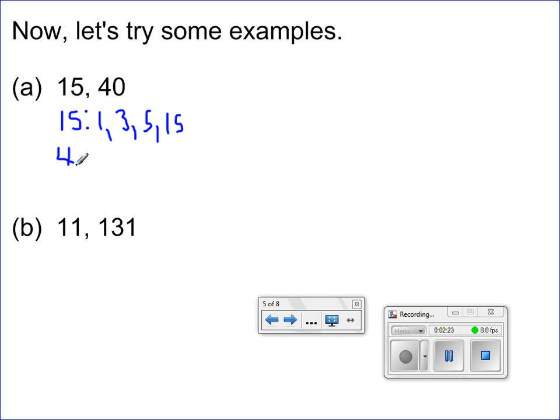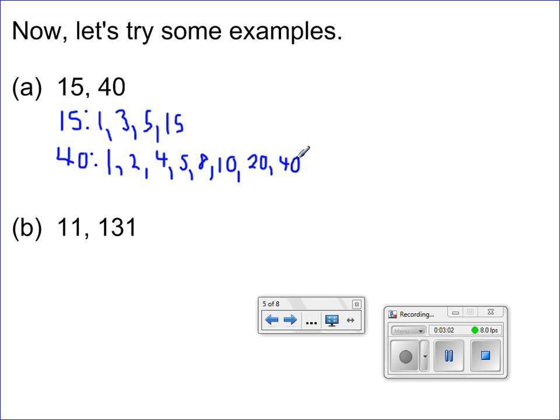For the number 40, I have 1, 2, 4, 5, 8, 10, 20, and 40.